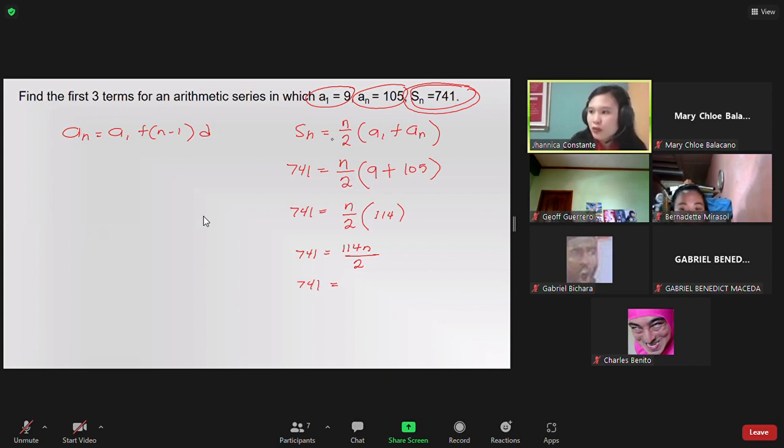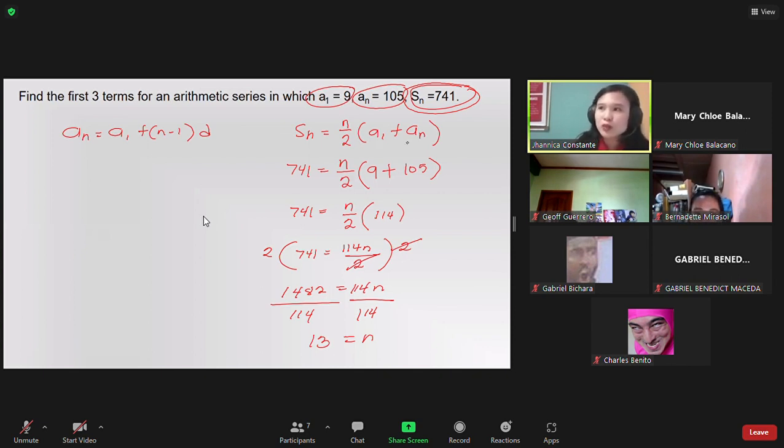So we need to remove the denominator of the fraction 114n by multiplying both sides by 2. So cancel out 2. So 741 times 2, which is equal to 1,482, equals 114n. Divide both sides by 114. So the value of n is equal to 13. So meron na tayong value ni n.